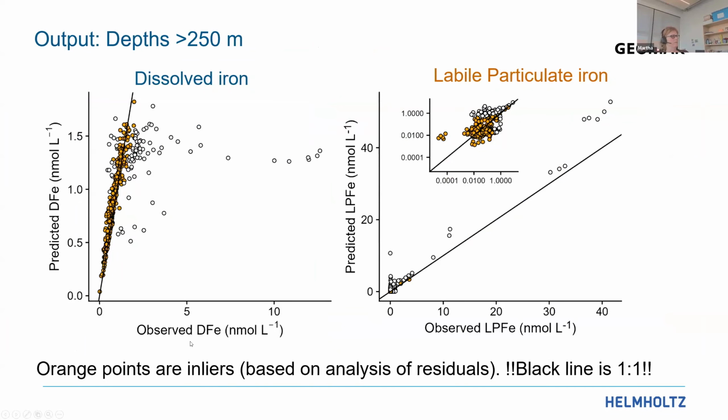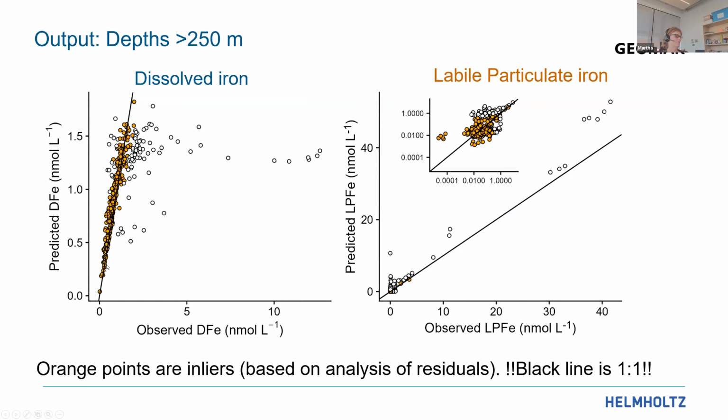I've plotted here the observations on the x-axis, so dissolved iron and labile particulate iron, and the predictions on the y-axis, so predicted dissolved iron and predicted labile particulate iron. The black line is the one-to-one line, so this is what a perfect model would produce. The model isn't perfect, of course. There's some scatter, but there's also some offset. Predicted dissolved iron is slightly higher than the observed dissolved iron concentrations. Predicted labile particulate iron is very slightly lower than the observed labile particulate concentrations. In addition, we can use an analysis of residuals to identify outliers.